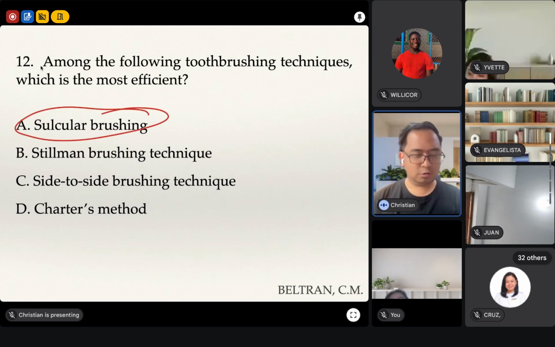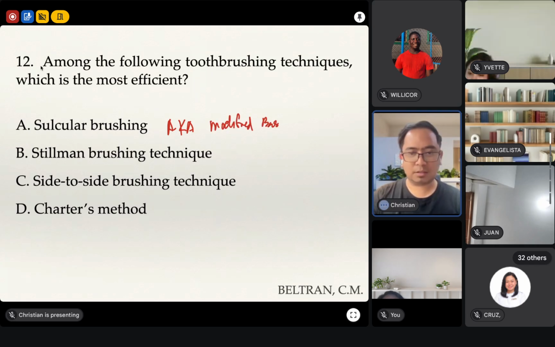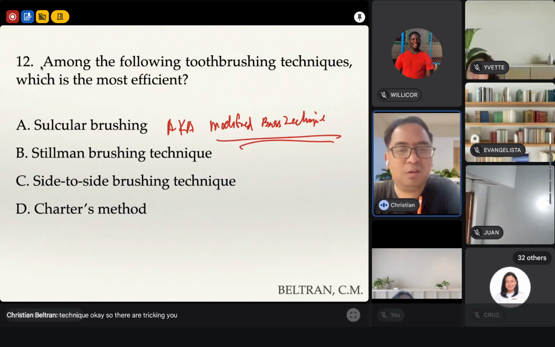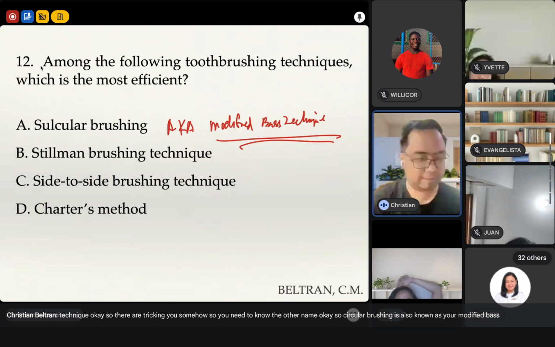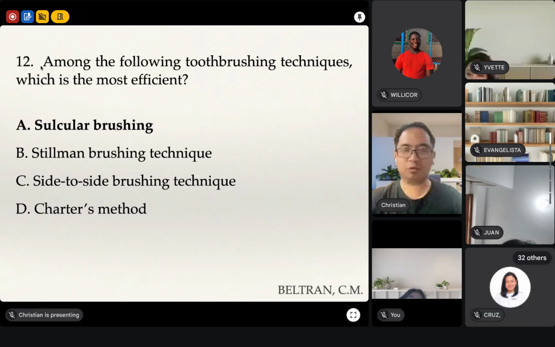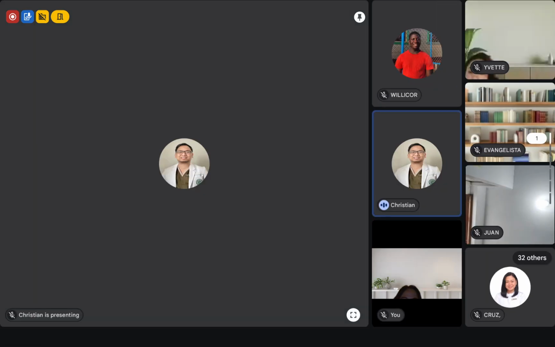Letter A, sulcular. Sulcular brushing is also known as the modified Bass technique. So they are tricking you somehow. You need to know the other name. We have these different toothbrush methods: you have the roll, circular, horizontal.